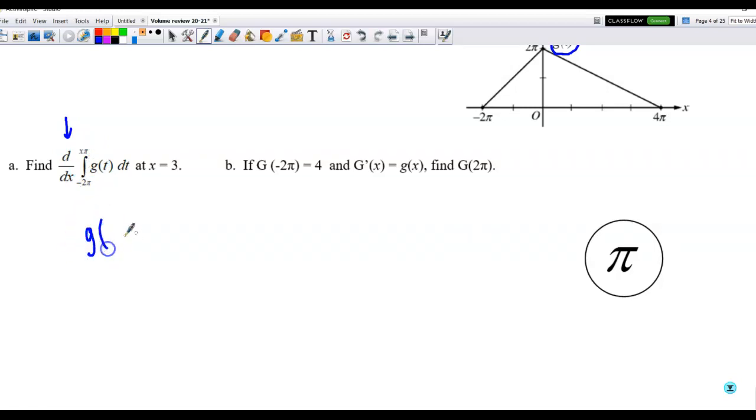Step number 1, take your integrand and take out the t. That's what take out the t looks like.